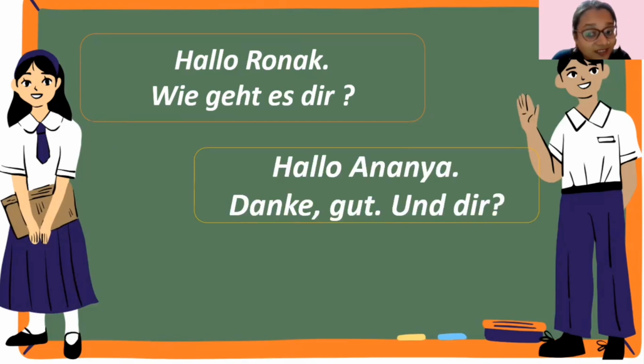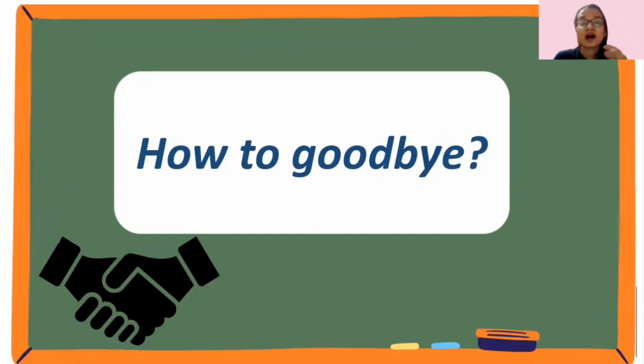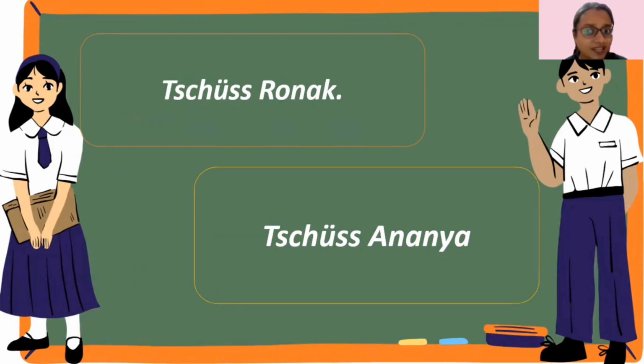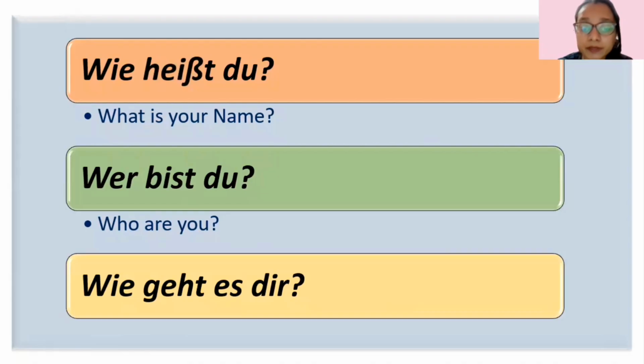Hallo Ananya, danke, gut. Und dir? Hello Ananya, thank you, good. And you? Auch gut, danke. Also good, thank you, great. Now, how will you say goodbye? In formal, it was Auf Wiedersehen. So, informal will be Tschüss. Tschüss, Ronak. Tschüss, Ananya. Bye, Ronak. Bye, Ananya. Great.